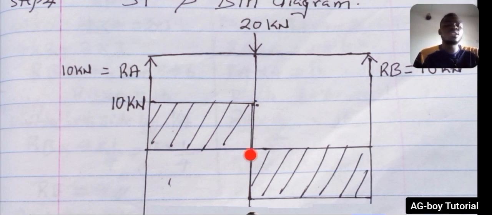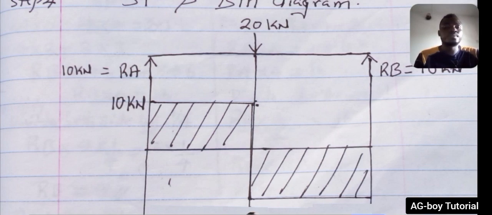Then another 10 kilonewton. I did it 5 by 5 units. That is, from here to here is 5, then from here to here is 5, which is 10. You can also get your units on your graph papers too.